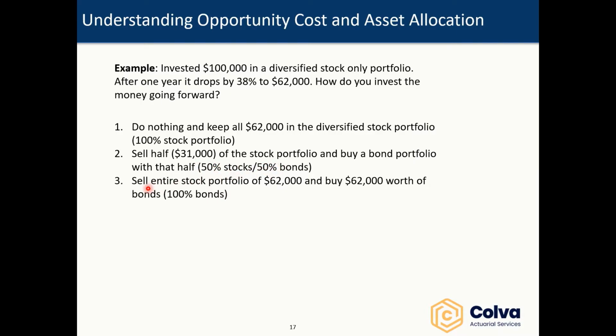Number 3 is that we're going to sell the entire stock portfolio of $62,000 and buy $62,000 worth of bonds. So now we're in a 100% bond portfolio. So I want you to just think about it for a second. What would you do given your risk profile and maybe your financial knowledge, and which of these options would you choose? I'm going to give you a second, and then we're going to go over the risks and benefits of each.